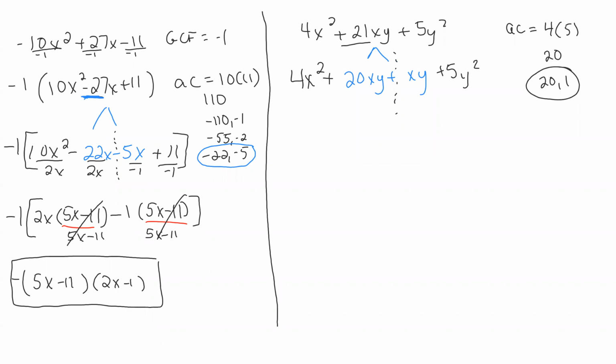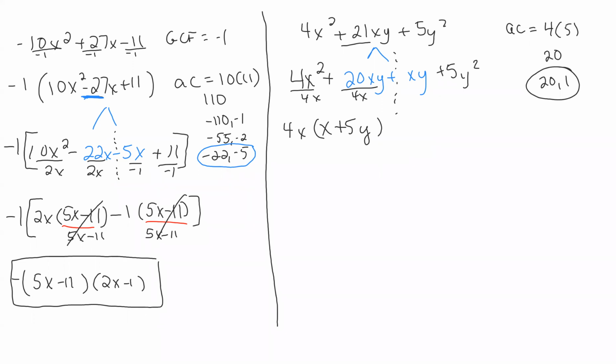Now I can factor by grouping. So looking at the first two terms, I have a GCF of 4x. So I divide by 4x. Well, on the first part, 4x squared divided by 4x, the 4's cancel. And then x squared divided by x is just x. On the second term, the 20 divided by 4 is 5. The x's cancel, and I'm left with a y.